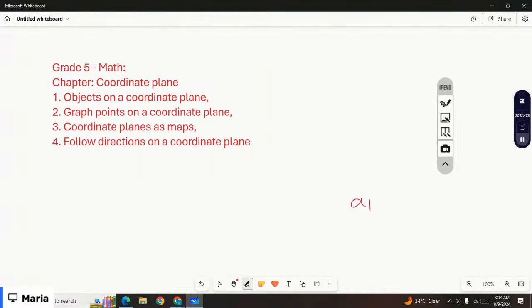You can find all the lessons on aplustudents.com. Log in there using your email address and password as provided by the administrator. Then you have math from the subject tab. Scroll down to grade 5 math. Click on view all lessons. There you can find a list of the chapters. We're going to start with the chapter coordinate plane.